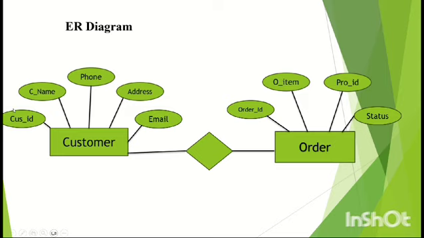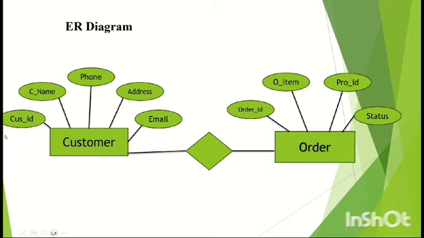In customer, this customer ID is a key attribute that represents the main characteristics of an entity, and it is used to represent the primary key. Our customer name is a composite attribute, an attribute that can be subdivided. And this order ID is also a key attribute. The key attribute represents the main characteristics of an entity, and it is used to represent the primary key.